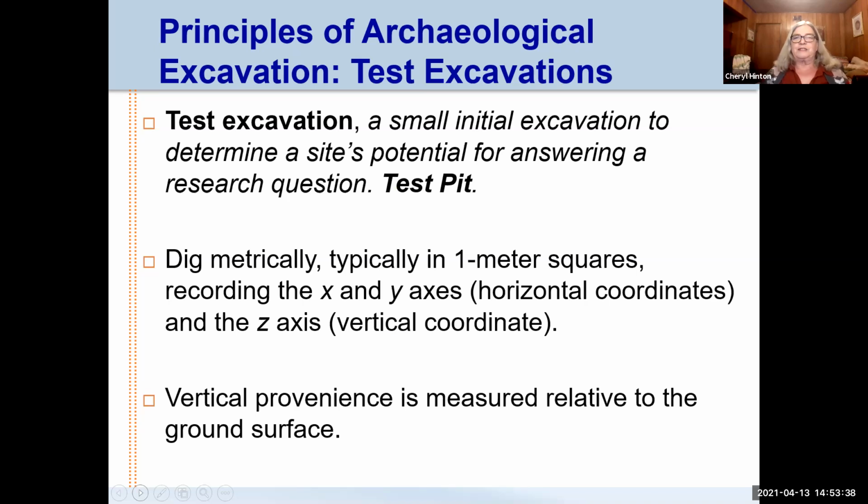And then let's start talking about what we do during excavation. All right, so first we might want to make a test of an area. We talked about this in chapter 3. A test excavation or a test pit, or what we called when I was working, STPs, shovel test pits. Test pits may not just be shovel test pits, but they may be bigger than that. So anyway, this is a test excavation. It's a small initial excavation to determine the potential in a particular place.